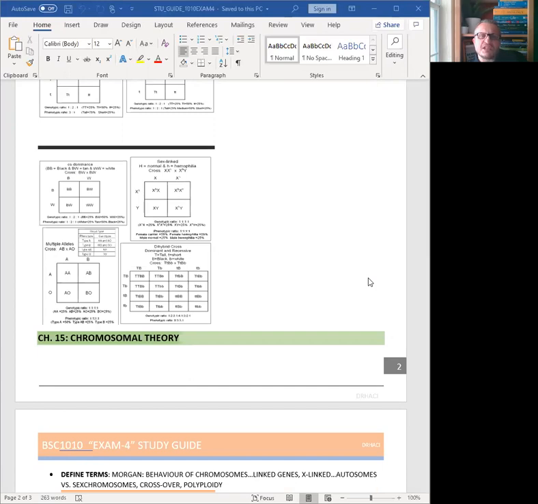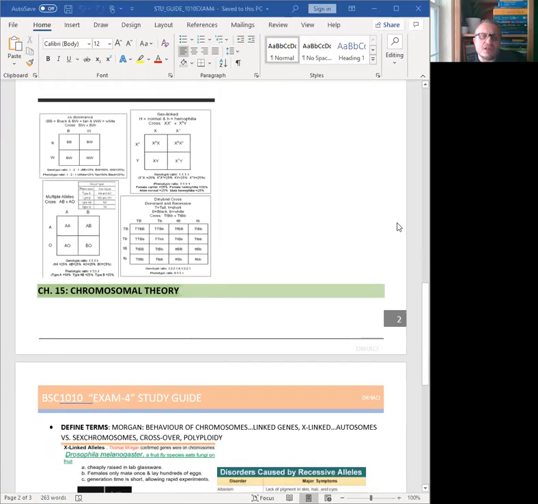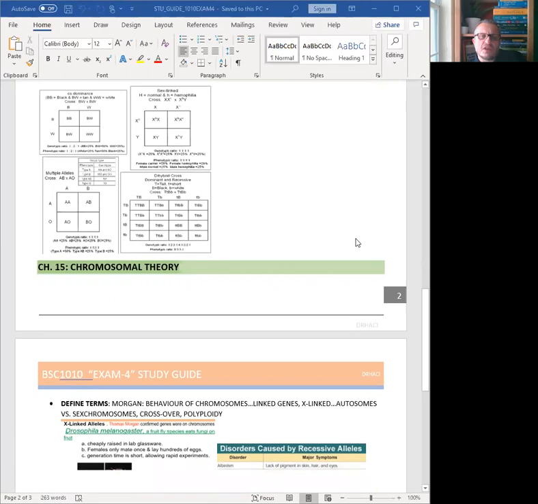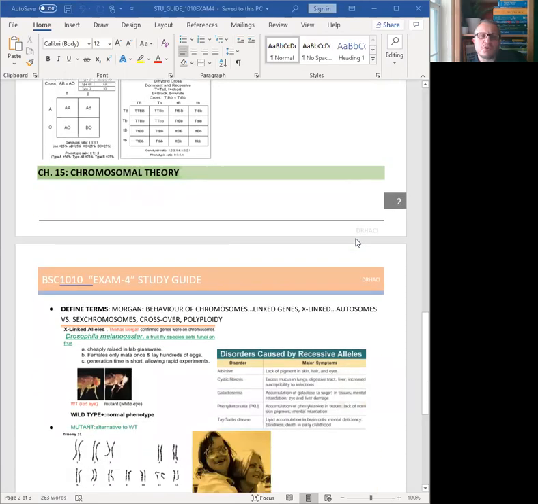Chromosomal theory is about Dr. Morgan and his experiments with fruit flies. That's chapter 15, so the behavior of chromosomes and chromosomal theory. Linked genes, right? So we start seeing the X chromosome and Y chromosome, or sex chromosomes, X-linked and Y-linked versus autosomes, which was chapter 14. Crossing over, polyploidy, right? That stuff.